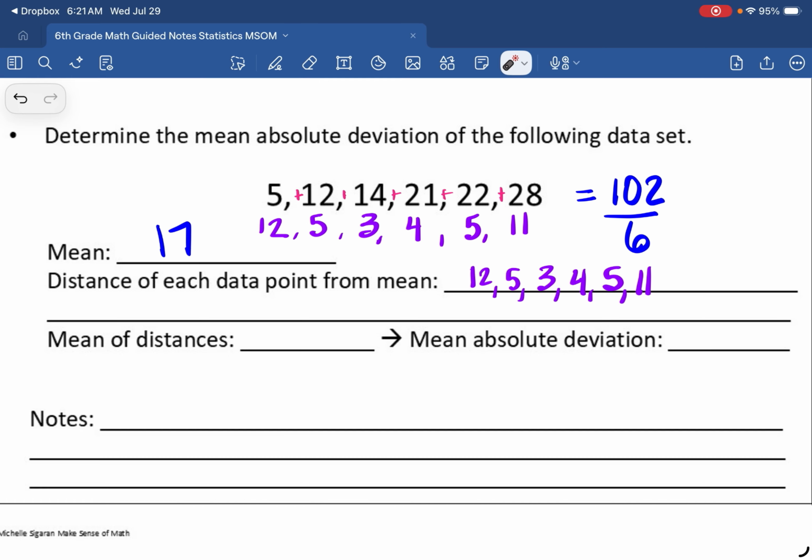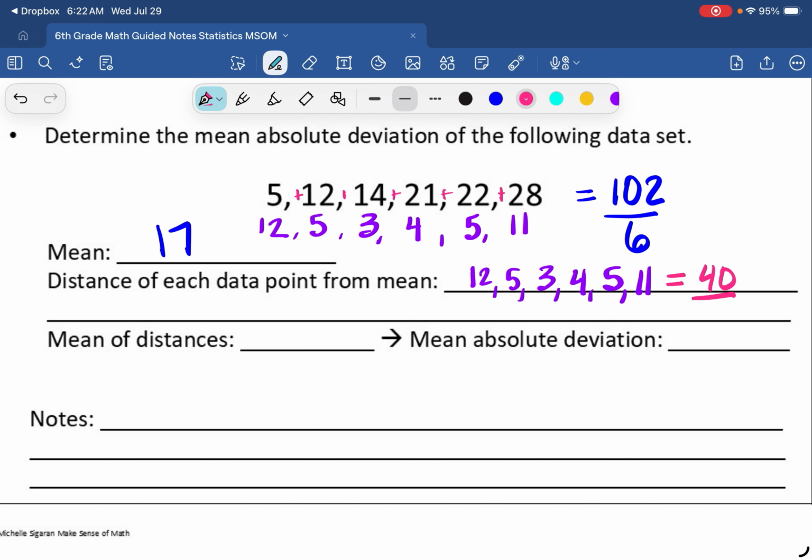Now my last step is I need to find the mean of these numbers right here, the mean of the distances away from the mean. So I'm going to sum those up and divide by the number. If I add those all up, that gives me 40, and there are 6 data points, so I'm going to divide by 6. 40 divided by 6, rounded to the nearest tenth, is about 6.7. So that means the mean absolute deviation is 6.7.